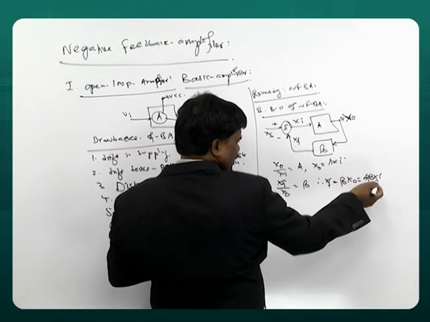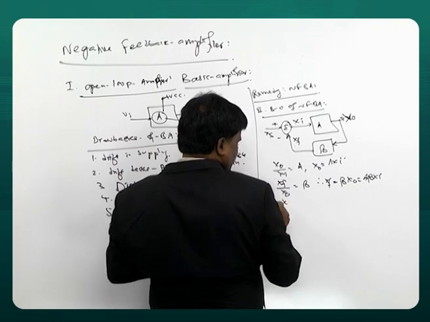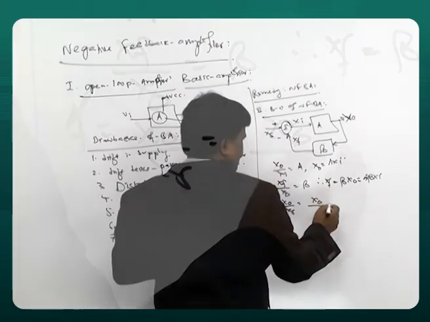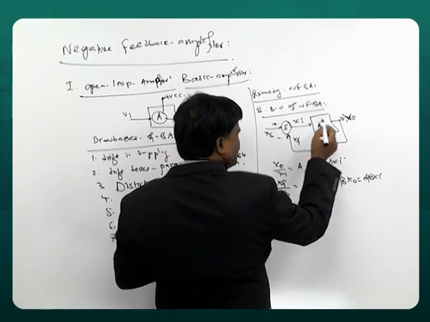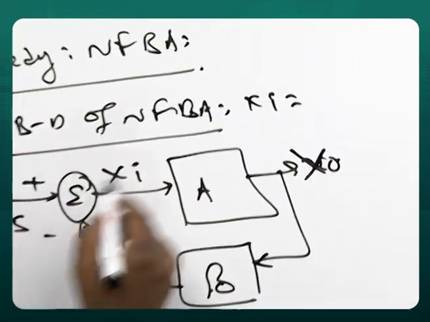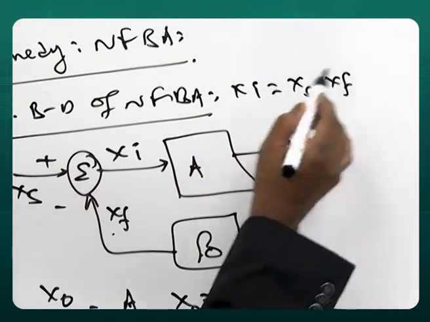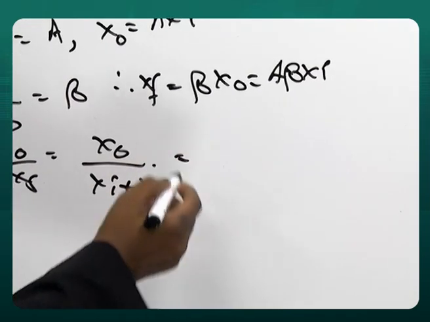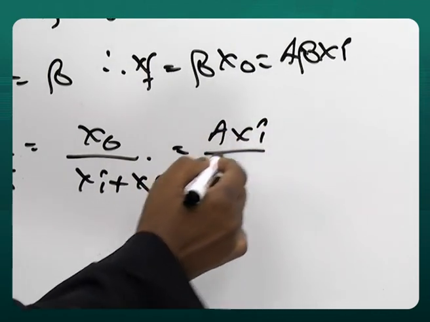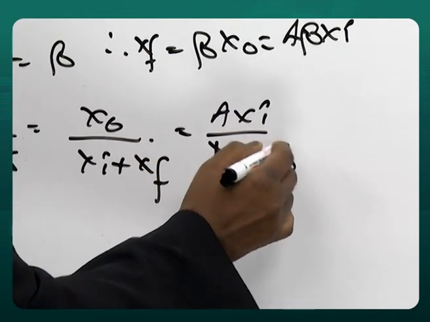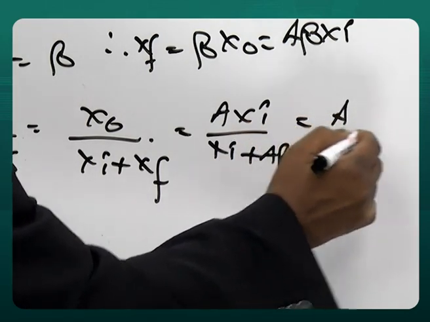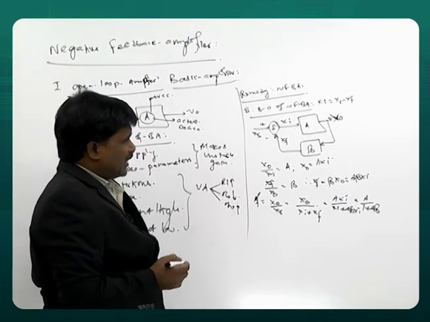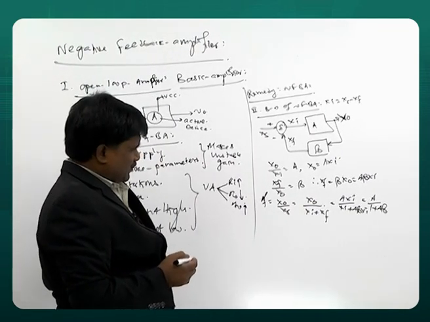If you substitute X0 here, then AF is X0 by XS. What is Xi here? Xi is XS minus XF. Therefore, XS is Xi plus XF. This is A Xi, Xi plus A beta Xi. So it is called A by 1 plus A beta. That's the gain that we are going to get.